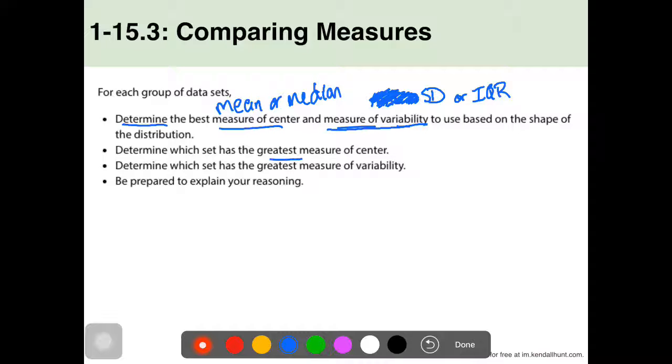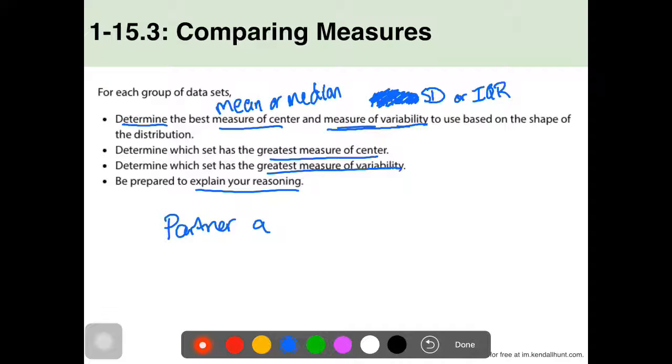Determine which set has the greatest measure of center, and determine which set has the greatest measure of variability. And again, as always, be ready to explain your reasoning. So there's a bunch of sets of data on this part, and there is an A and a B for each set of data. So for this one, you do need to be working with a partner.